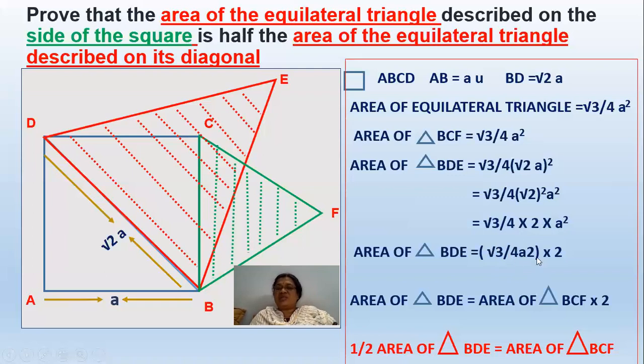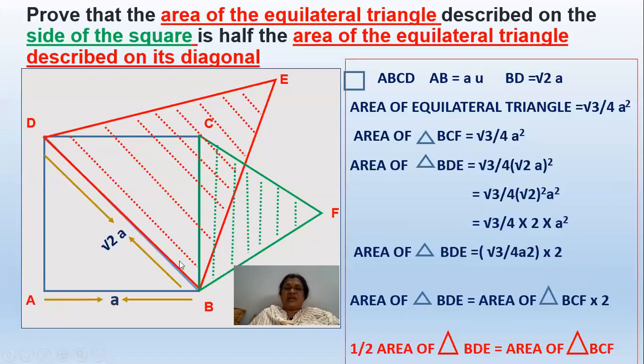So in place of this root 3 by 4 A square, you can simply substitute the area of a triangle BCF. Why? Because you know that the area of a triangle BCF is nothing but root 3 by 4 A square, isn't it? So the same thing you can substitute here. So in place of this, I have substituted area of a triangle BCF, then the 2, when you bring this 2 to the other side, naturally this is half of area of BDE.